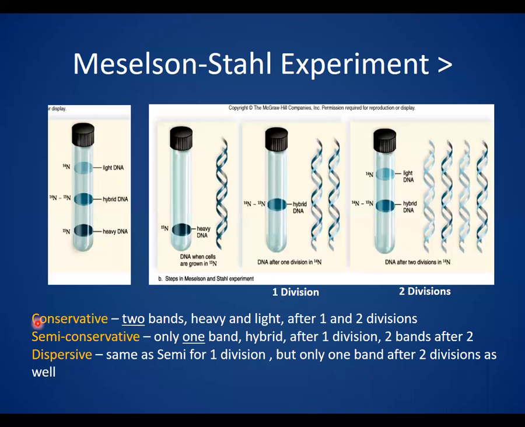So if DNA replication was conservative, you would expect there to be only 2 bands, a heavy band and a light band, right? The heavy band would be one offspring who got all the old DNA. The other would be the new offspring that got all the light DNA. So you'd expect only 2 bands. You would expect that after both the first and second generation. That is not what they saw.